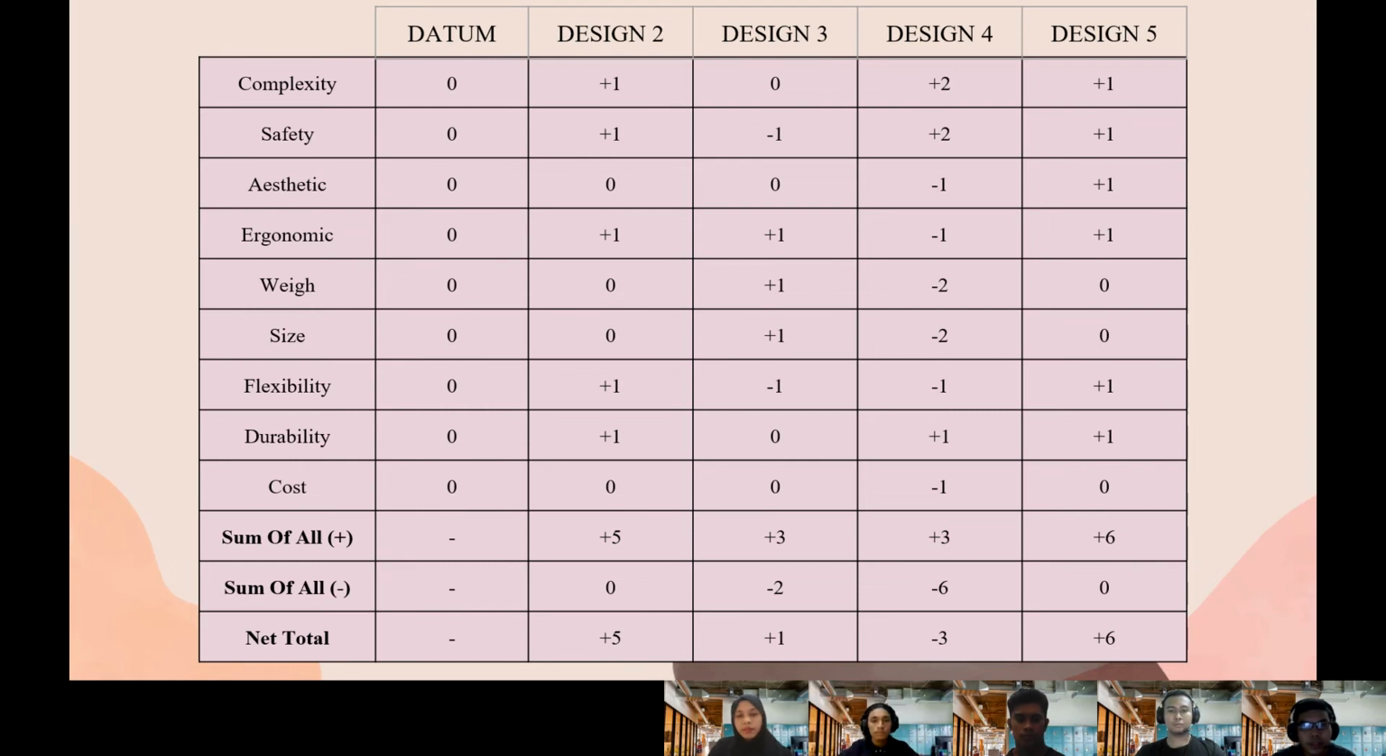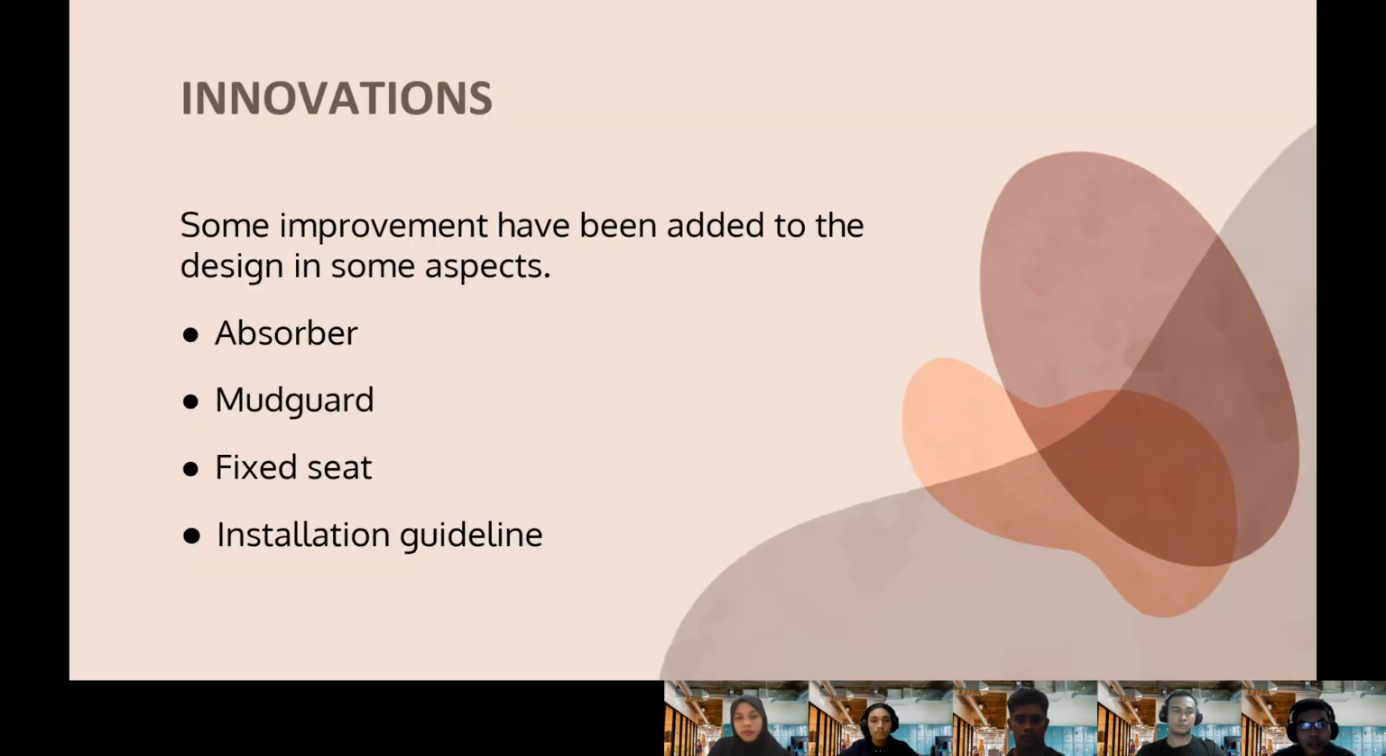Now for the innovation, there are some parts that we have added into the design. It includes some aspects such as the absorber, mudguard, fixed seats, and installation guideline. For the absorber, mudguard and fixed seat, the other members will explain more detail about that product. For the installation guide, it is provided to the user to prevent mistakes from happening and to make the installation easier. That's all from me.